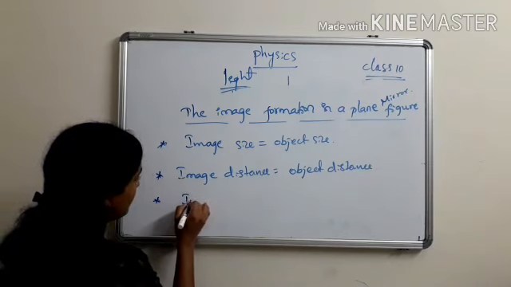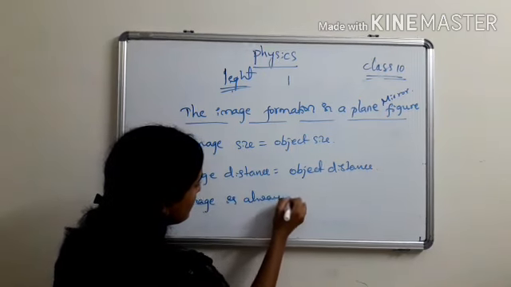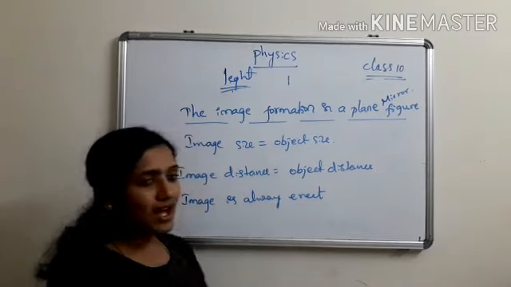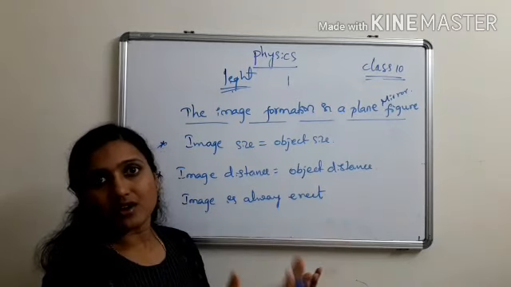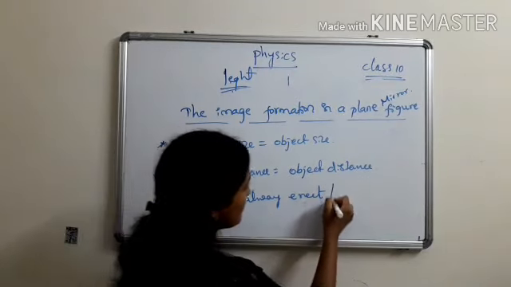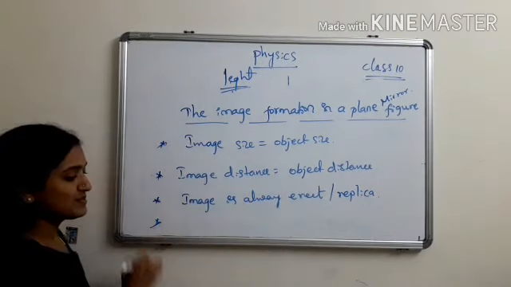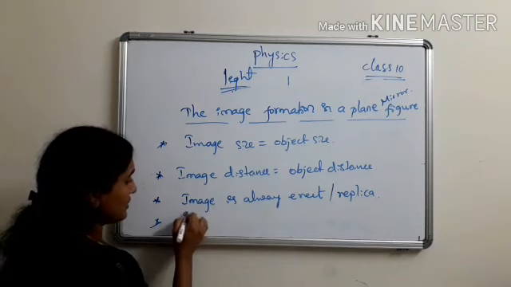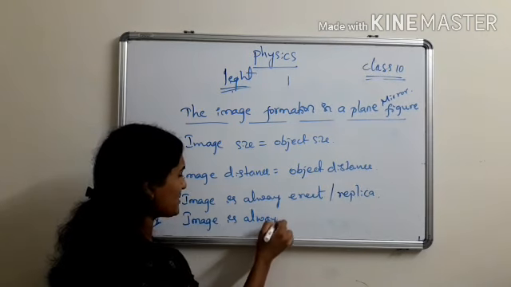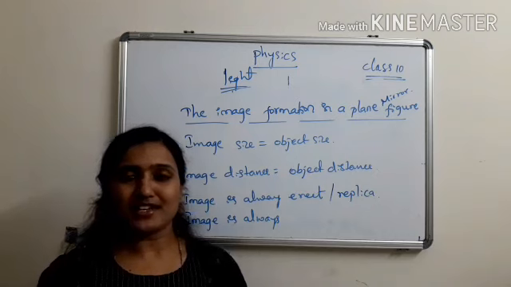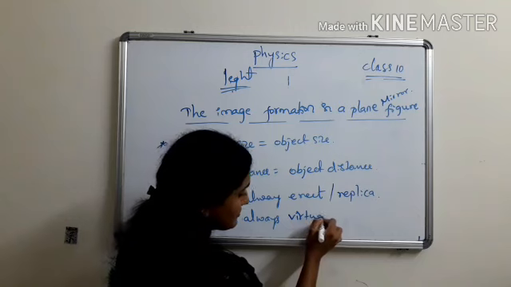Erect means replica. The image is always erect. Erect in the sense, however you are looking virtually, the same thing will occur through the reflection on that plane mirror. Means it's nothing but replica. Then the image is always virtual. Virtual means just opposite. Right hand will look like a left hand, and left will look like a right hand. Always virtual.